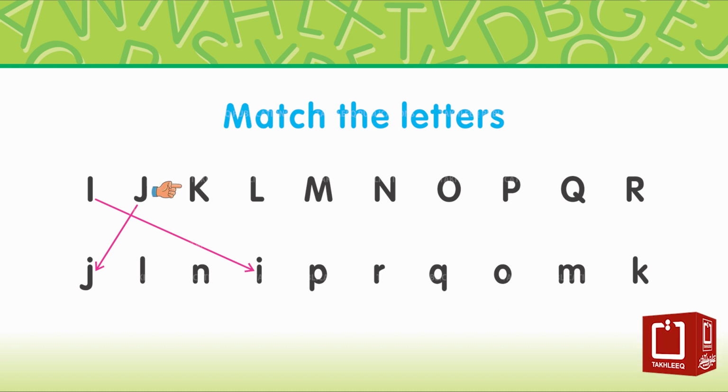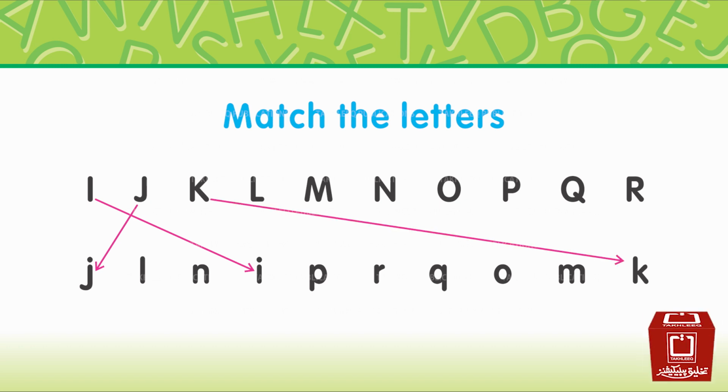This is capital letter K. Now we search small letter K in the second row. J, L, N, I, P, R, Q, O, M, K. Yes, this is small letter K. So we match capital letter K with small letter K.